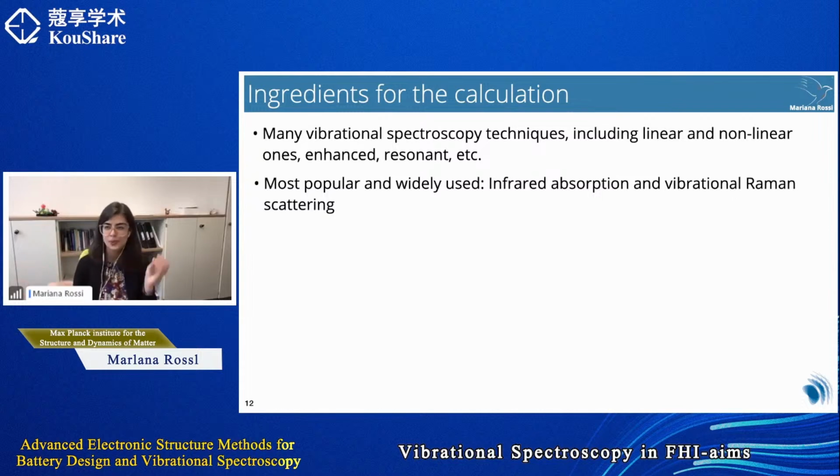And for each one, you need a different kind of ingredient, let's say, in order to be able to simulate that spectrum. There's a lot of theory that goes behind getting these expressions that you need to calculate in order to simulate the spectroscopy that you want to compare to. But the most widely used, or the ones that are most common to see, is infrared absorption and Raman scattering, right? So these are the most common ones, and they are types of linear spectroscopy.